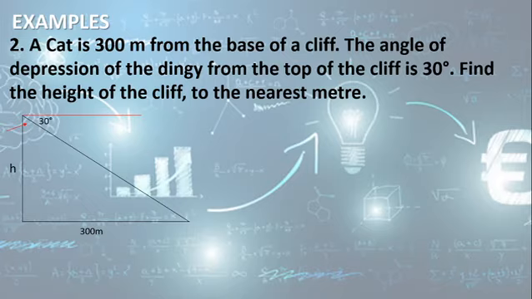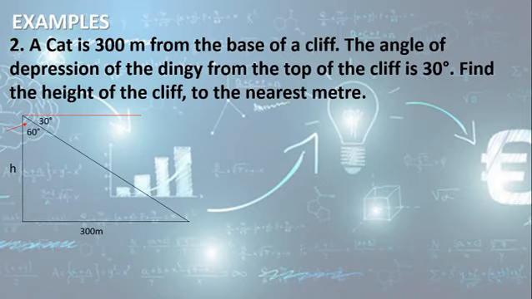And then we have 30 degrees outside this triangle. It means that the angle inside will be 60 degrees. So we could use that. And then the height of the cliff will be our adjacent side. And then the distance between the foot of the cliff and the cut, which is 300 meters, will be our opposite side. And then we can use our trigonometric ratios. But I won't do that because I will also want to show you a concept.